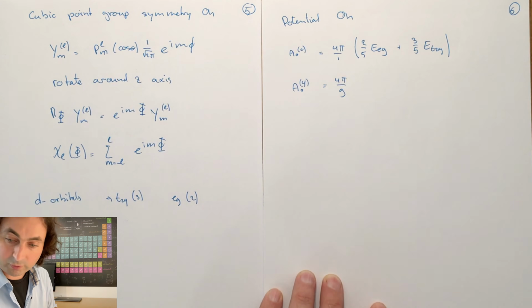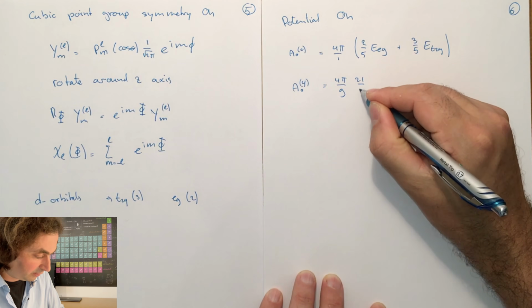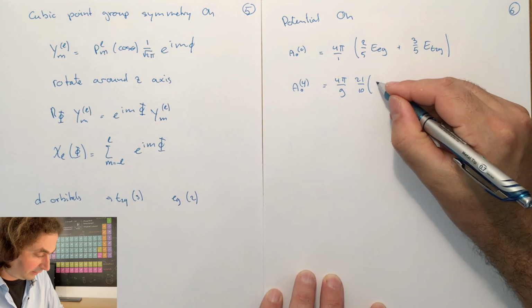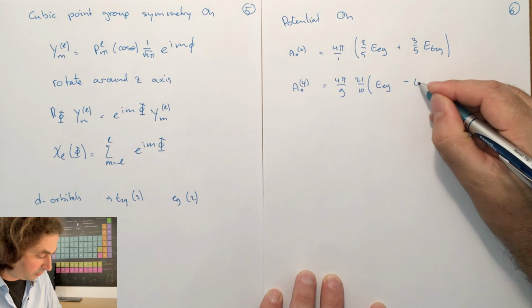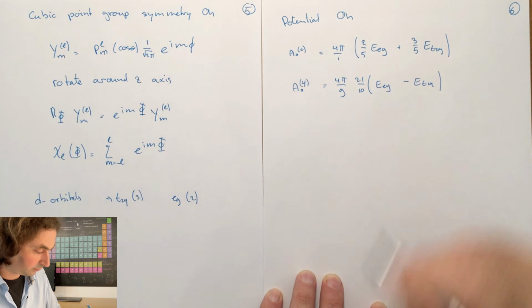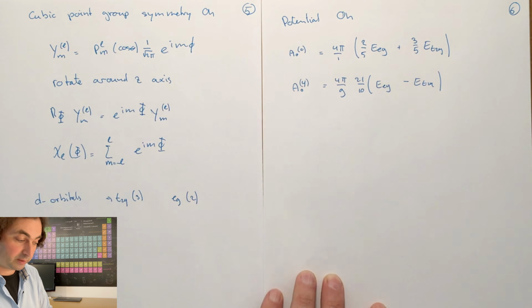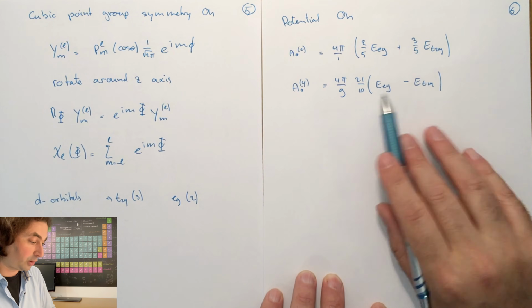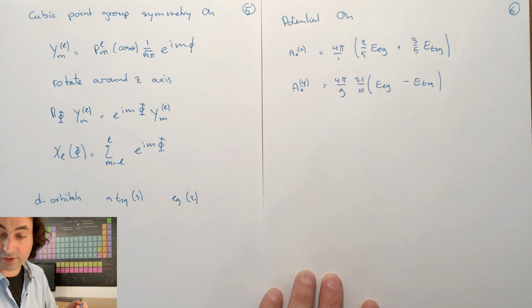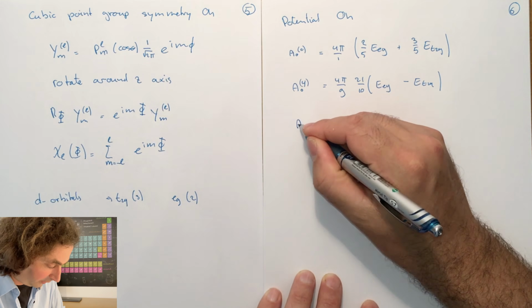And if you then go through the exact representation, then you find that it depends on the energy difference between the Eg and the T2g orbitals. And we have two parameters for the two energies. The 0th order depends on the sum, so the 4th order then has to depend on the difference in some way.